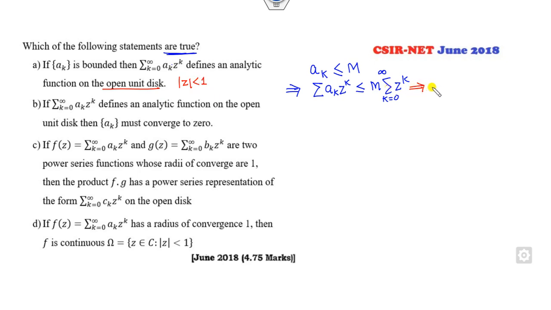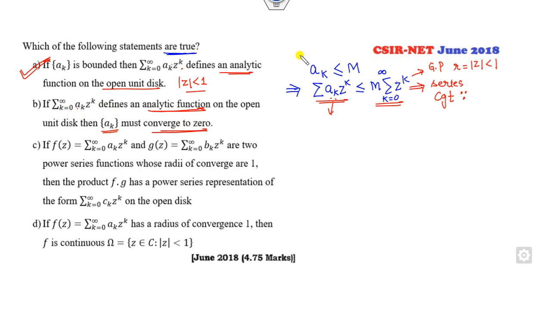This is the infinite series. This is convergent. Why? Because this is a GP series and the common ratio is mod of z, which is less than 1. So if this is convergent, it means this is also convergent. So that means it is a power series. You can expand it as a power series. Fine. If this is an analytic function, which is given, then a_k converges to 0. Okay, how can you prove it must be 0?